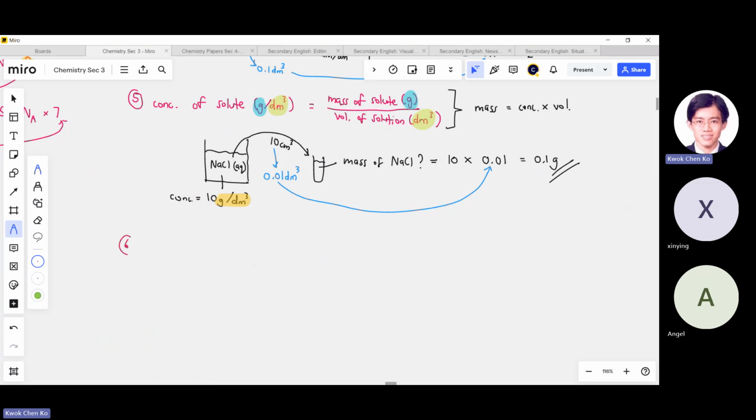Very simple. Concentration of solute in mole per dm cube equals to concentration, of course, of the same solute, in gram per dm cube, divided by mR of the solute, of course.